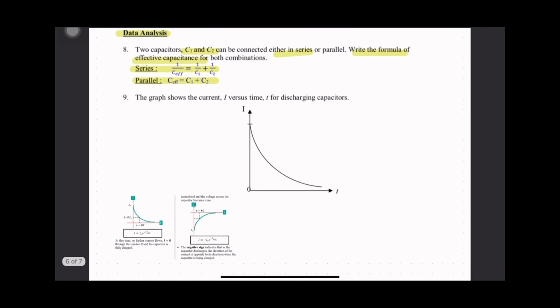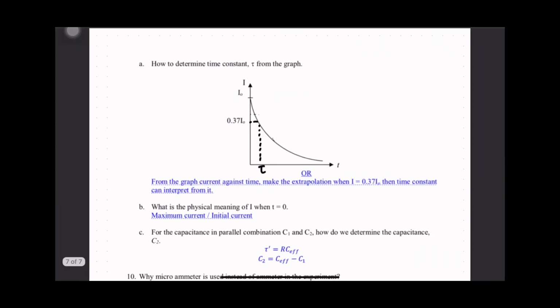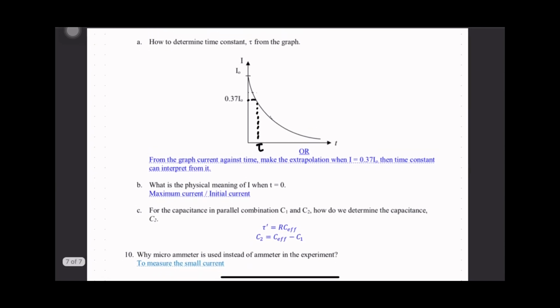Okay, so next is the graph. Show the current I versus t for discharging capacitor. So this is the graph. Okay. So even in your lecture notes, its discharging is like this. Okay, but we can also use the charging one to represent the discharging capacitor. It can. In our experiment we want this graph.